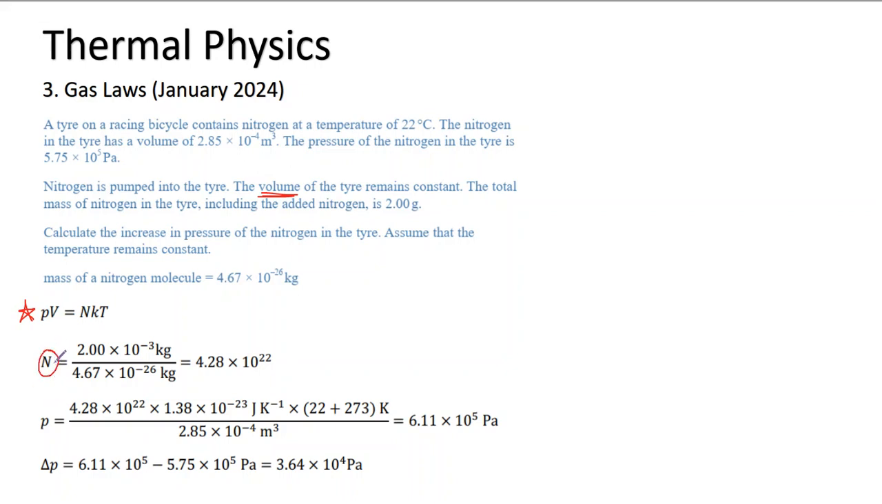Then, using this N, you find the new pressure, using the same equation. So this is the new pressure. What was the initial pressure? Initial pressure was 5.75. And the question asks the increase in pressure. So increase in pressure would be new pressure minus initial pressure.